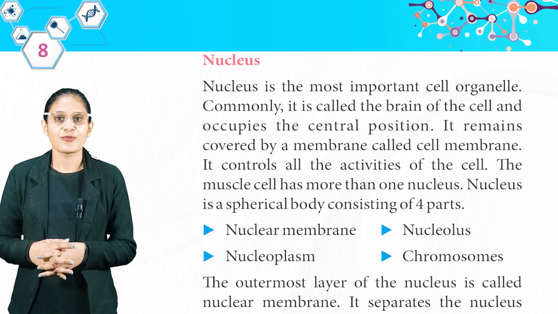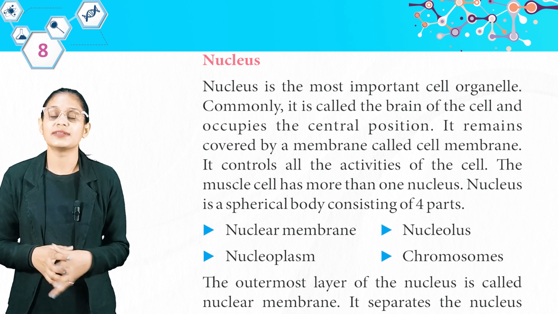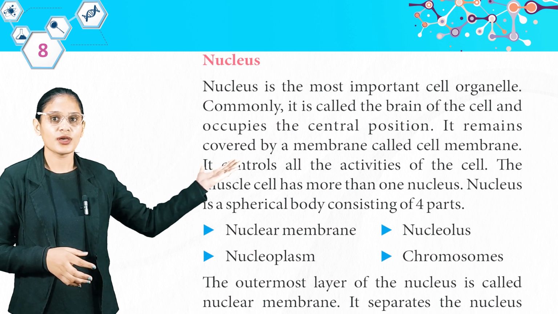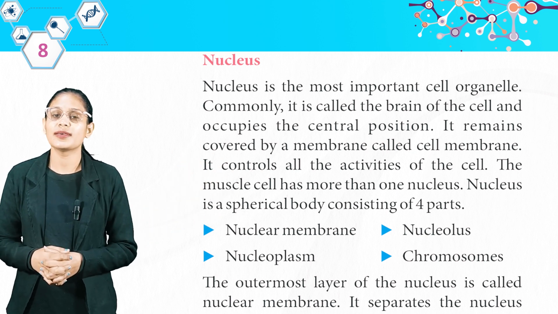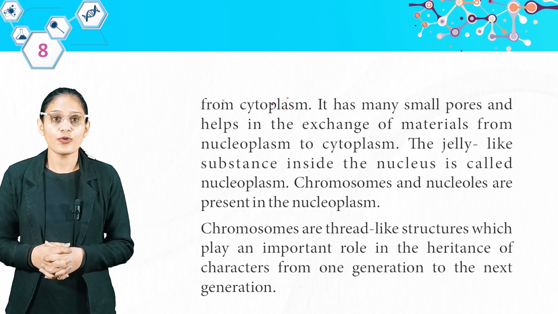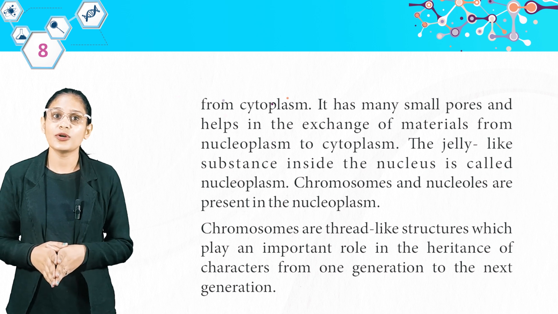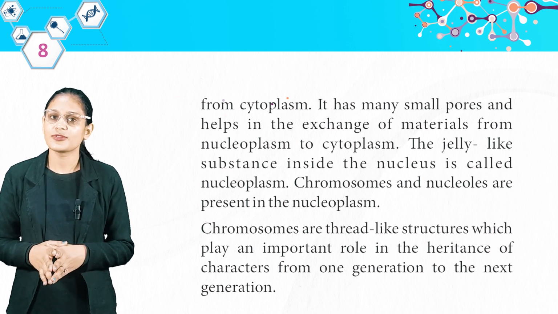The muscle cell has more than one nucleus. Nucleus is a spherical body consisting of four parts: nuclear membrane, nucleolus, nucleoplasm, chromosomes. The outermost layer of the nucleus is called nuclear membrane. It separates the nucleus from cytoplasm. It has many small pores and helps in the exchange of materials from nucleoplasm to cytoplasm.